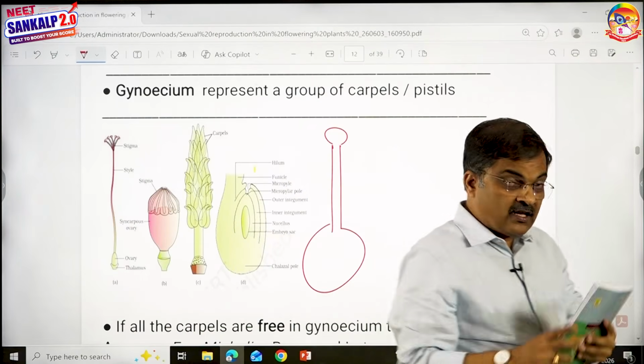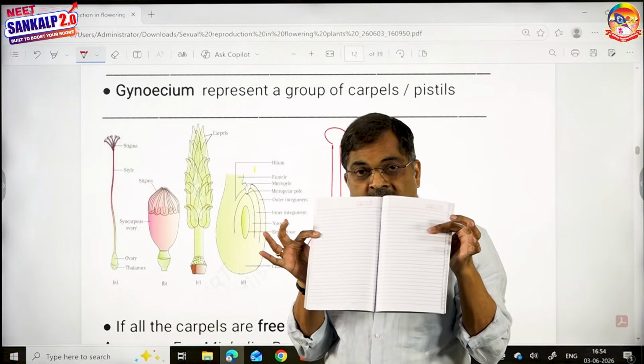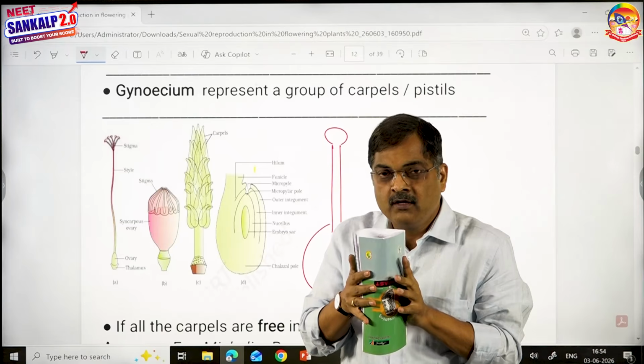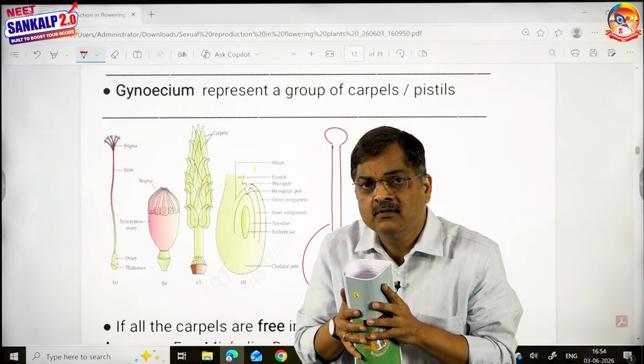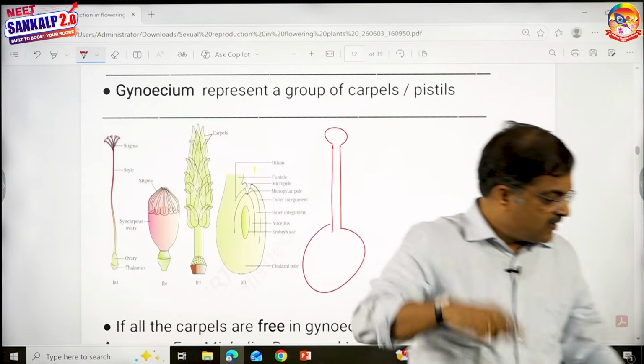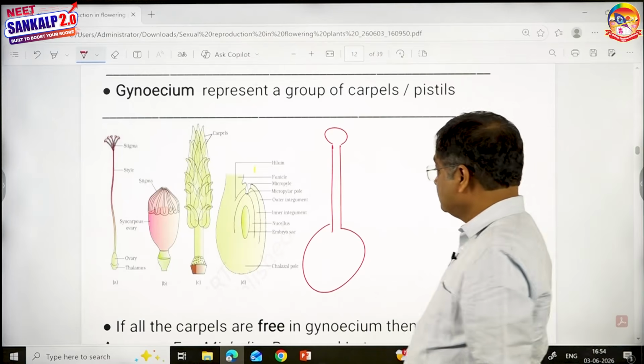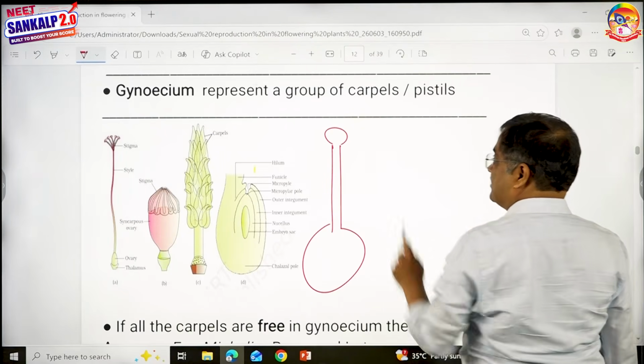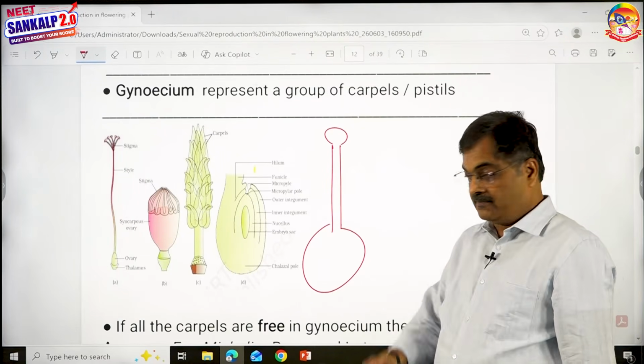This is megasporophyll. This carpel is open in gymnosperms. Means there is no ovary. No ovary, no fruit. That is the reason gymnosperms don't produce any fruits. Alright. This is the ovary, style and stigma. This is said to be megasporophyll.